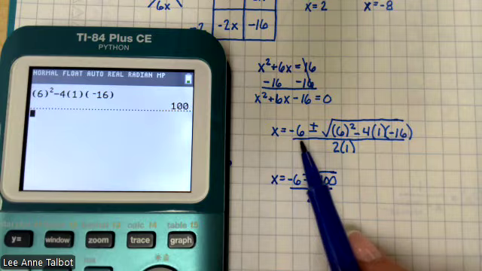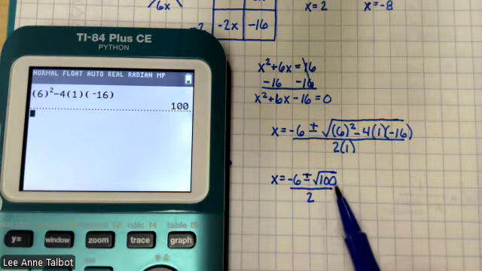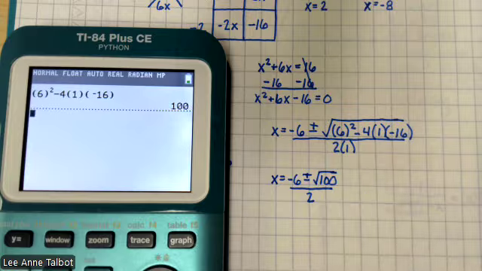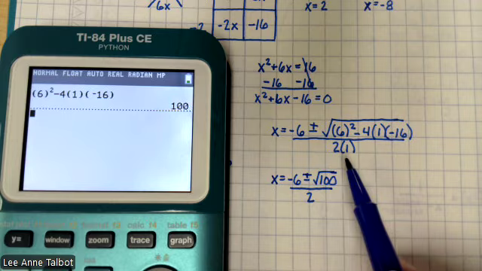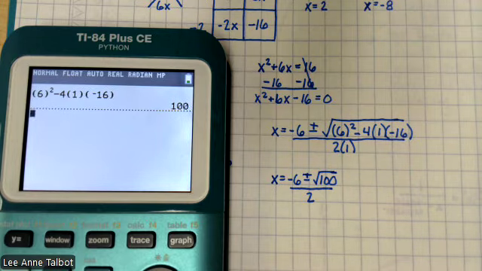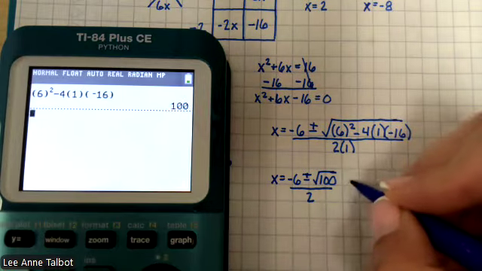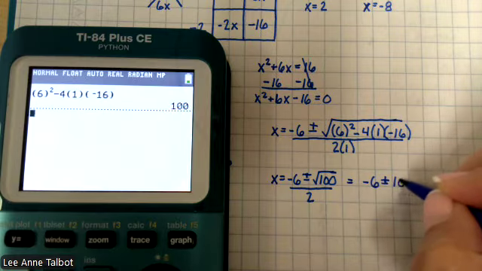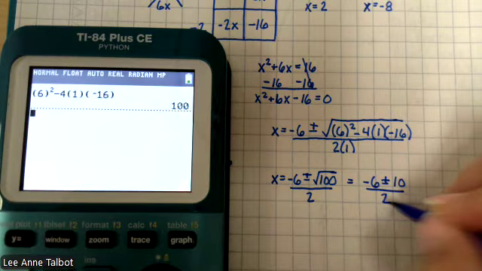Okay, so I put negative 6 plus or minus the square root of 100 because all of that came out to be 100. And then I did 2 times 1 is 2 on the bottom. Okay, what is the square root of 100? 10. So negative 6 plus or minus 10 over 2.